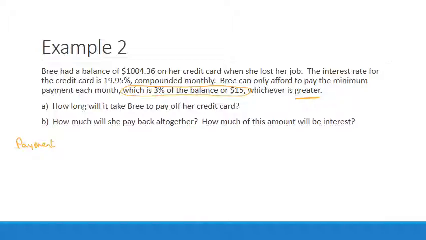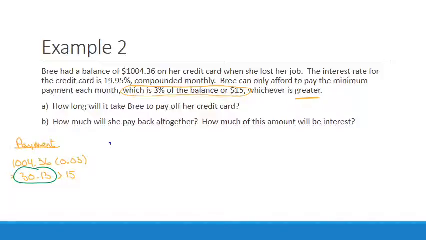I'll stick with yellow. Payment. So the way you do this is you take whatever your debt is. So that's the $1,004.36, and we're going to multiply it by 3%, so 0.03. Okay, let's see what we get. Well, we get $30.13. Now, the question becomes, which is larger, $30 or the $15? Well, we know that $30 is larger than $15. So this will end up being our payment.